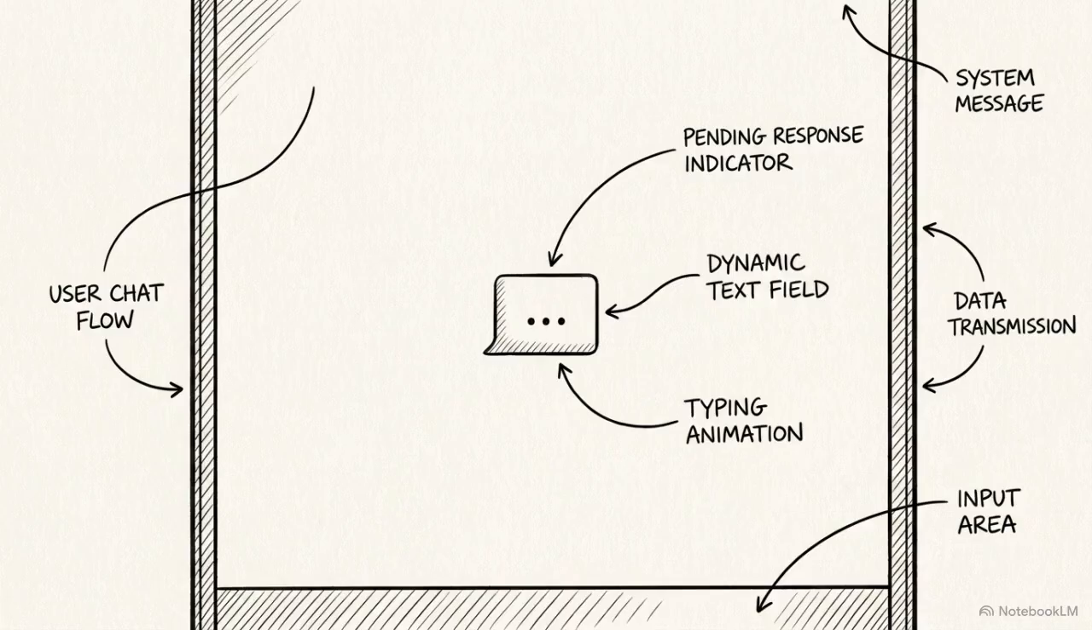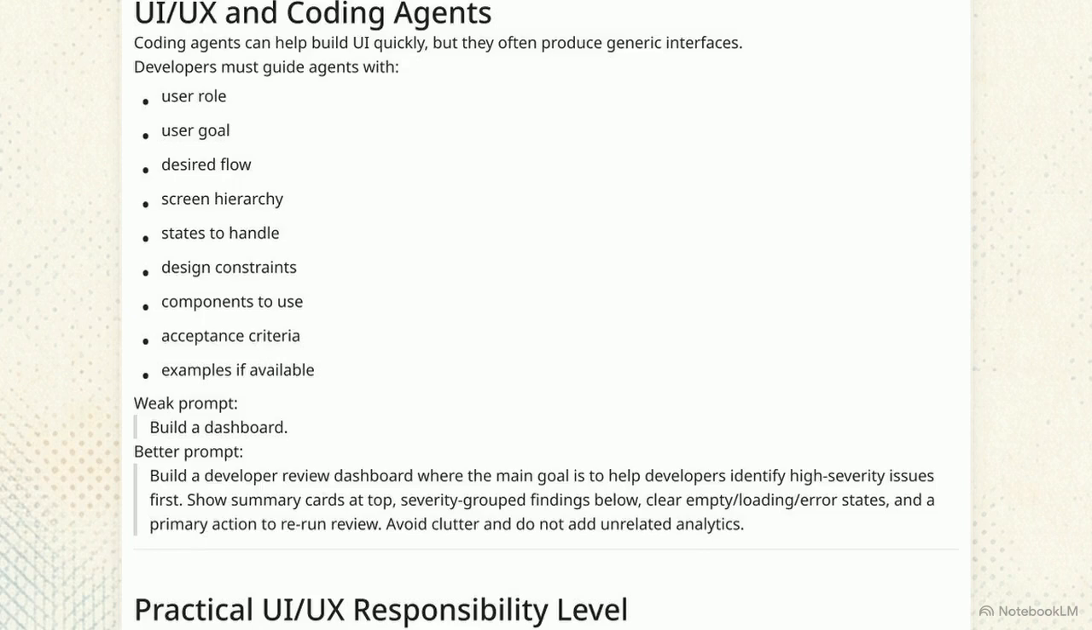To speed things up, the software engineer relied on an AI coding agent, giving it a basic, lazy prompt: build a dashboard. This guideline document illustrates why that fails. Look at the prompt comparison here. Coding agents default to generic interfaces. A proper prompt defines the user's specific goals, exact states, and clear rules for the visual hierarchy.